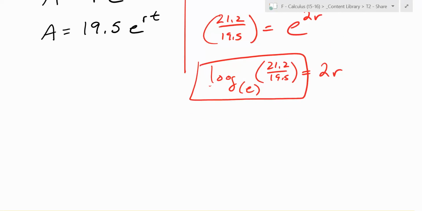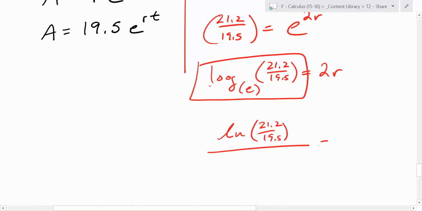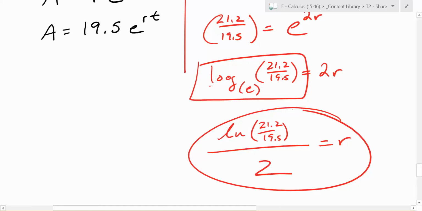Can you use your calculator to find this? What is log base e? You actually know what log base e is. What's that called? It's ln. So this is actually ln of 21.2 over 19.5, over 2, because you have to divide both sides by 2. Have we solved for r? Well, we don't know the number yet, but have we isolated r? Yeah, we've isolated r. Could you use your calculator at this point? Yes.